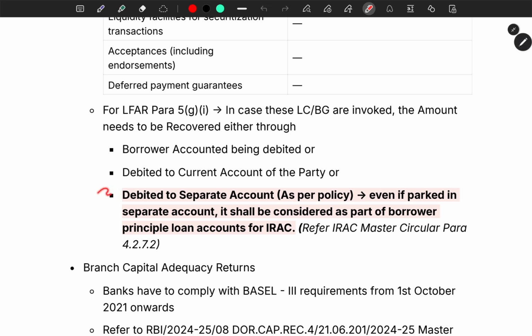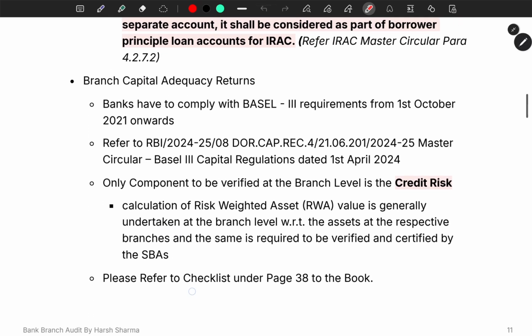But make sure that when you are doing the IRAC testing, if any LC or BG has devolved or whatever it's called, if it has been invoked, it shall be considered as a part of the borrower's principal loan account for IRAC. So if a borrower's principal loan is a term loan, then it is part of the term loan. If a borrower's principal loan is a working capital limit, then it's part of the working capital limit for IRAC classification. Refer to this paragraph of the IRAC. Okay.